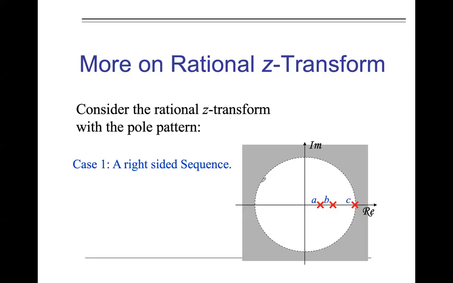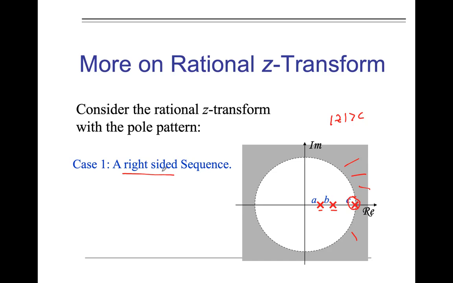Here is the question. If I have 3 poles, A, B, and C, where the outermost pole is C, one of the options for the ROC is to shade this part, which is Z greater than C. This means it is a right-sided sequence. How about a left-sided sequence? If I know that this is a left-sided signal, how should I shade?